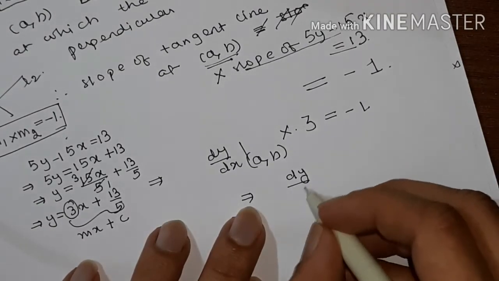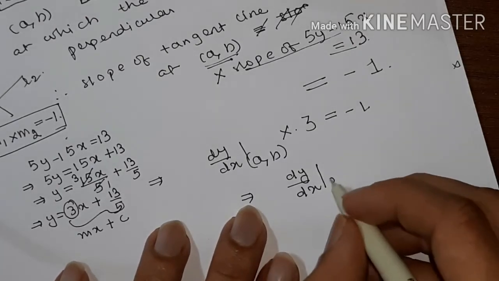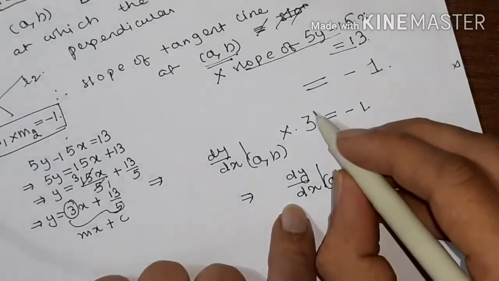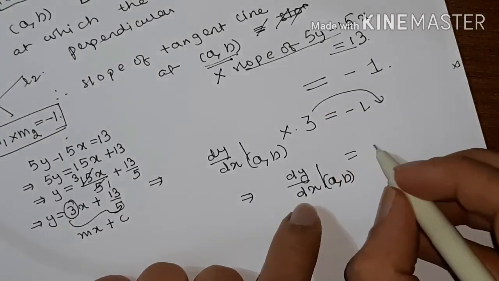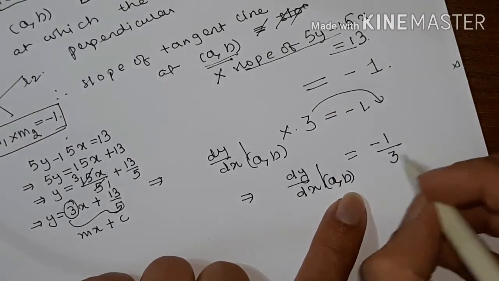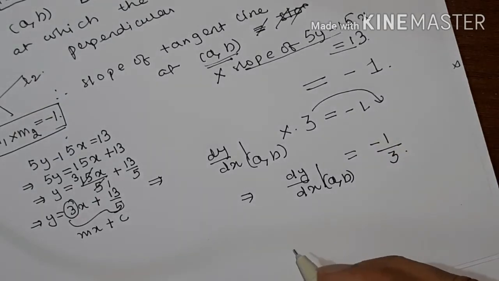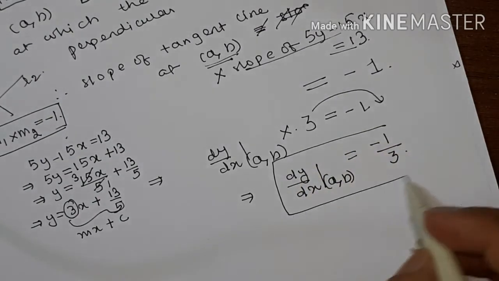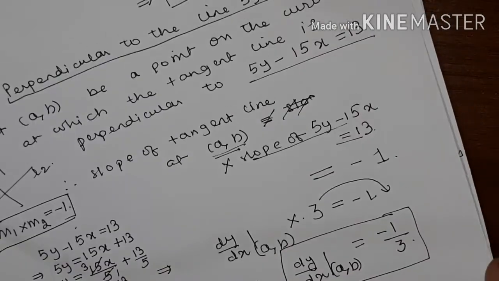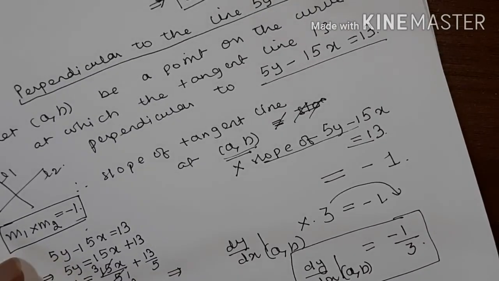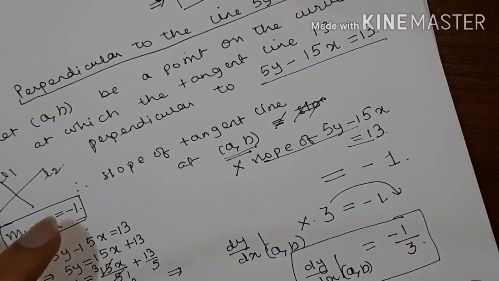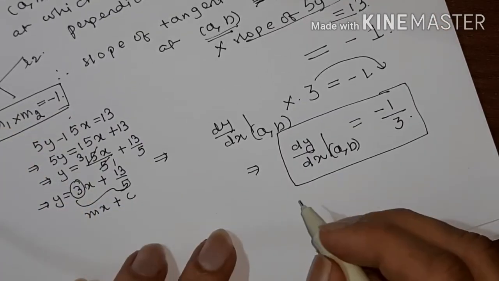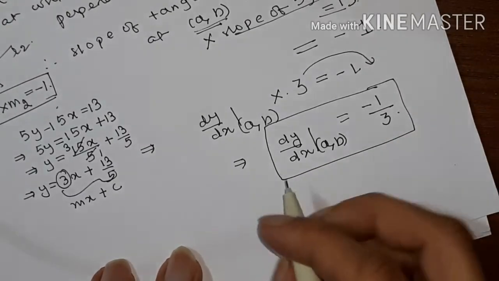If you take dy by dx at the point (a, b) on one side, that is equal to minus 1 divided by 3. So this is the slope of the tangent line. Now we have to find the equation. But before that, we have to find the point (a, b).